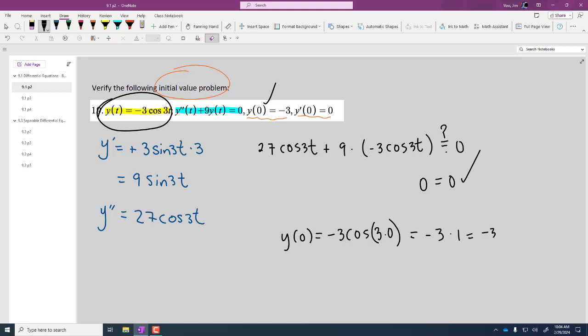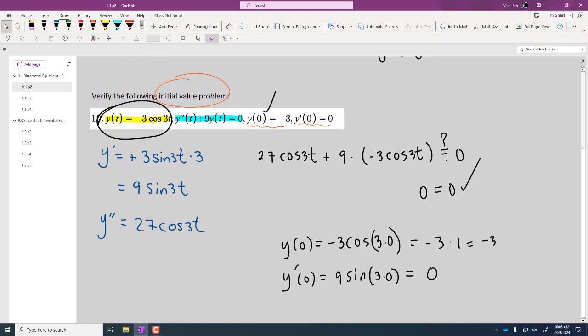And then if we check the other initial value, y prime of 0, same idea. We go to the derivative. We're going to get 9 sine of 3 times 0. Sine of 0 is 0, so we get 0. And that also checks out. Okay, so that means that this function with these initial values is a solution to the initial value problem. Both initial values make sense, and the function and its derivatives satisfy the equation. So that's all it means for a function to be a solution to a differential equation.